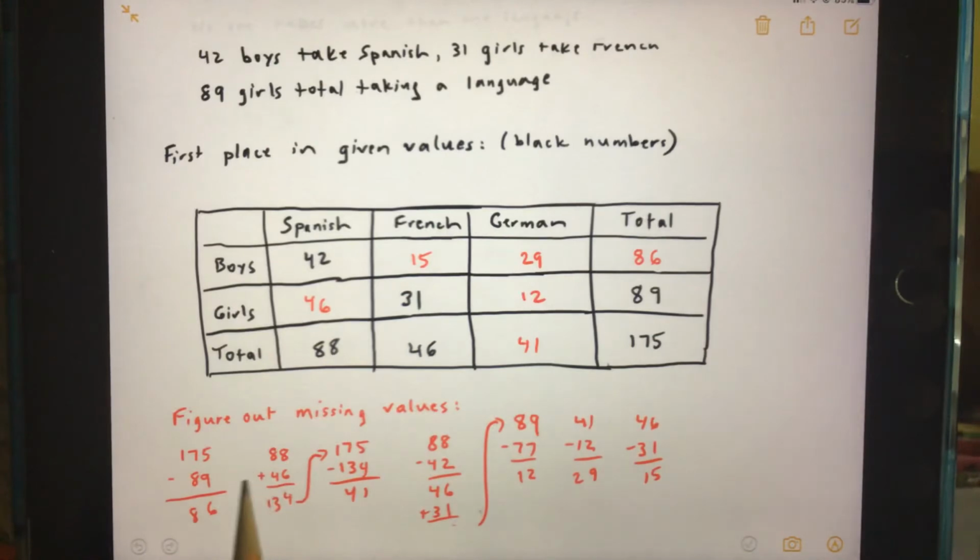That's what I'm doing here. And then I'm going to subtract that off of 175. The remaining students must be those taking German. So I'm putting this in red just to indicate I figured this out using this calculation here. That has to be 41.